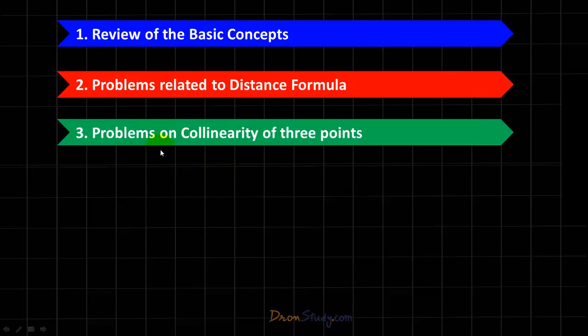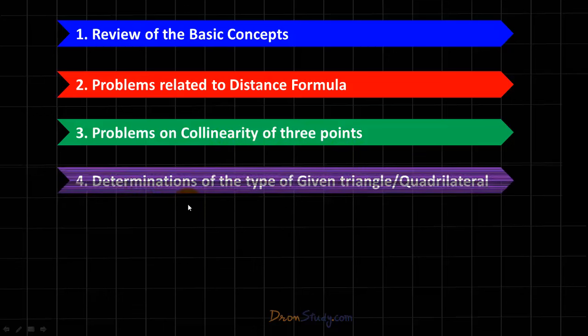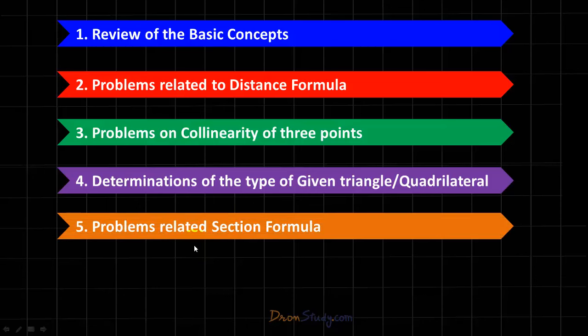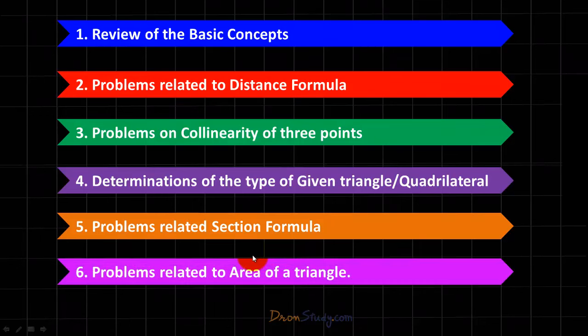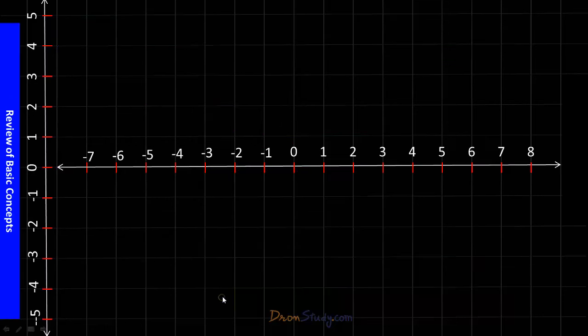Then problems on collinearity of 3 points. Then the problems on determination of the type of given triangle or quadrilateral. Then the fifth topic will be problems related to section formula, and the last but not the least, the sixth topic will be problems related to area of a triangle. So let us start with the first topic, that is the review of the basic concepts.